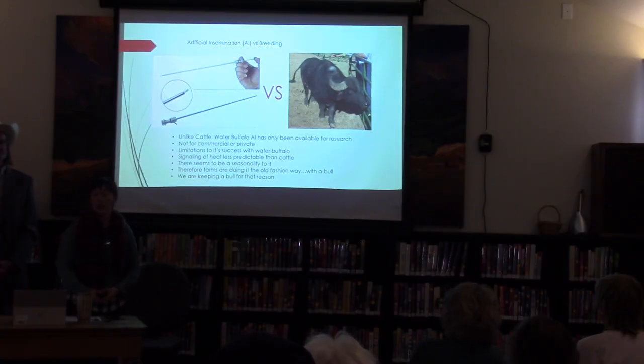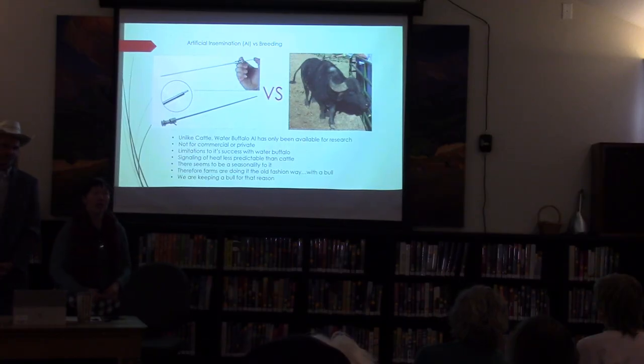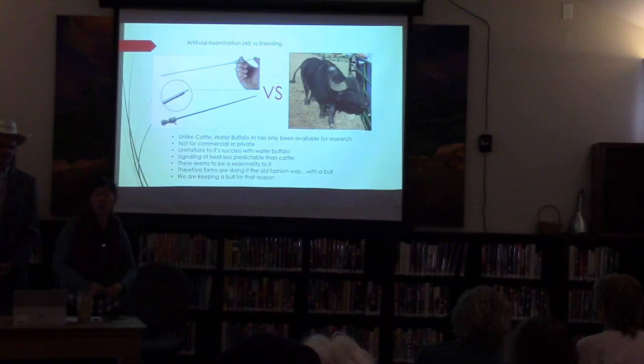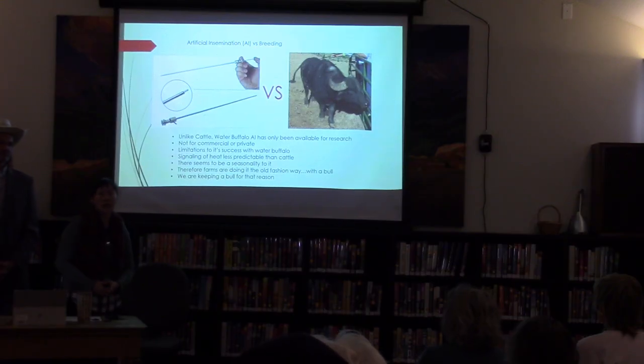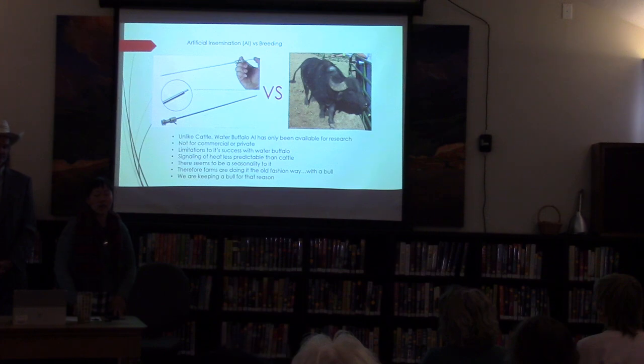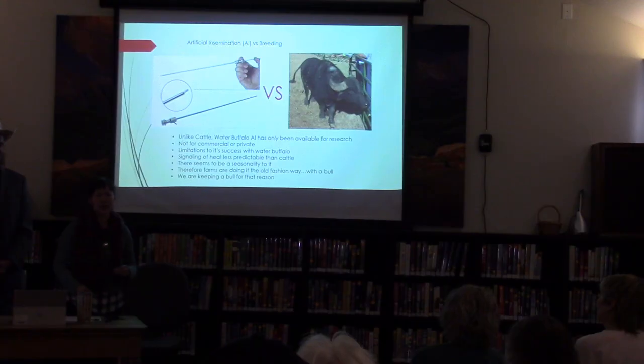So AI is really great for cattle. With water buffalo, AI really isn't available commercially. It's just on a research level. And there are limitations because it's not predictable when they go into their heat cycle, so you could waste quite a bit of money doing that AI. It seems to be related to seasonality, and there's some kind of instinct where the water buffalo may not be going into heat. So AI is a bust for any commercial or even private operations; it's really just on the research level that AI is being done with water buffalo.